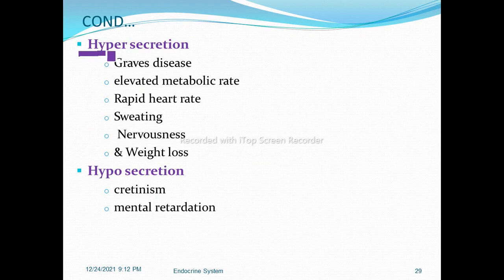Excessive secretion of thyroid hormones is known as hypersecretion. A low or small amount of secretion of thyroid hormones is known as hyposecretion. In hypersecretion, like Graves' disease, elevated metabolic rate, rapid heart rate, sweating, nervousness and weight loss will happen. In the case of hyposecretion of thyroid hormones, cretinism and mental retardation will happen, as main manifestations in the system of thyroid.